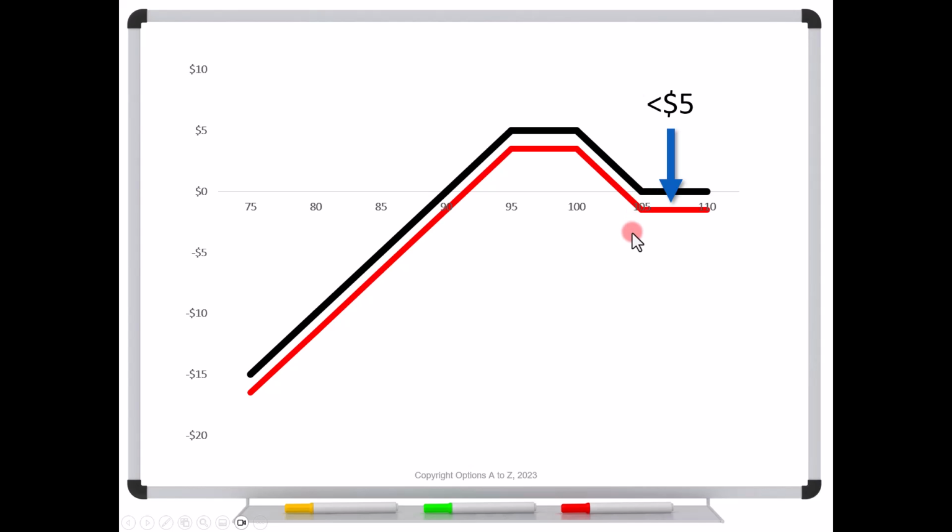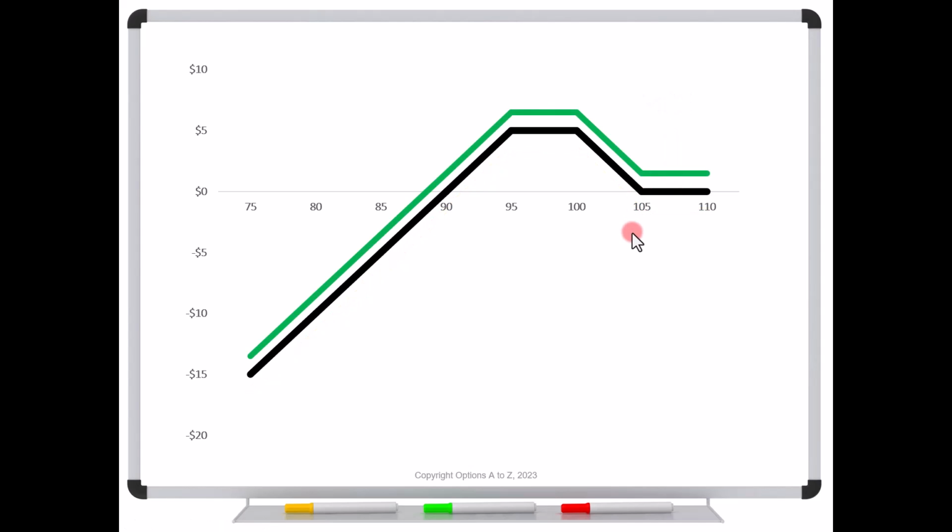If you happen to sell that put for more than 5, then you're going to get something like this. You're going to get that right side shifted above 0. Like all strategies, once you understand the bullish version, the bearish version is real easy. It's just going to be the same idea in the opposite direction.